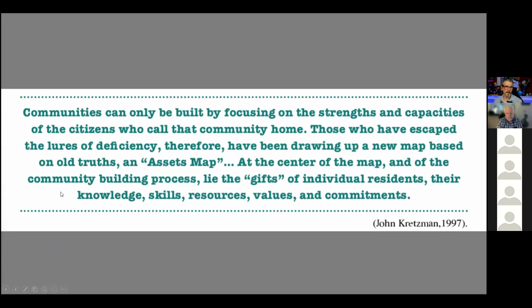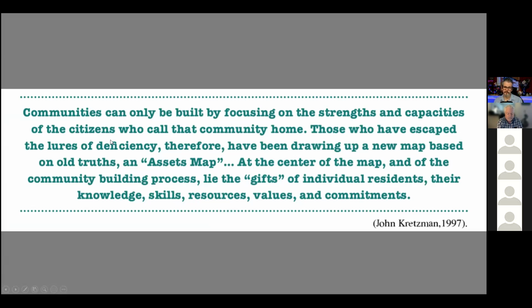And there's this quote right here: communities can only be built by focusing on the strengths and capacities of the citizens who call that community home. Those who have escaped the lures of deficiency, therefore, have been drawing upon a new map based on old truths, an assets map. At the center of the map and of the community building process lie the gifts of individual residents, their knowledge, skills, resources, values, and commitments.